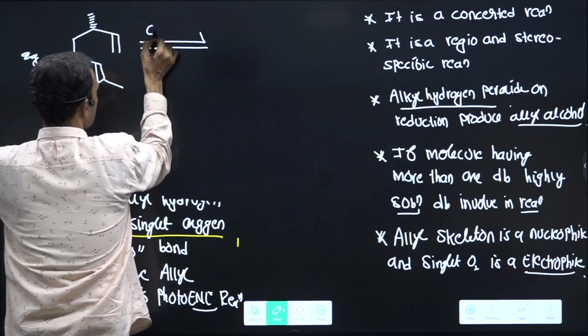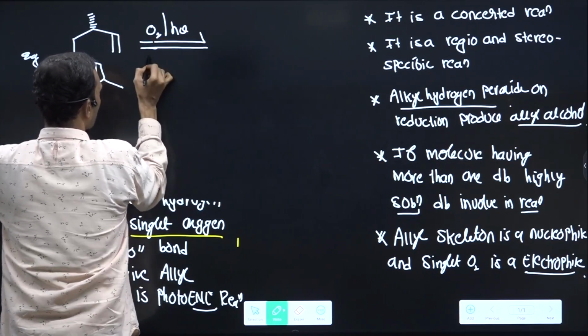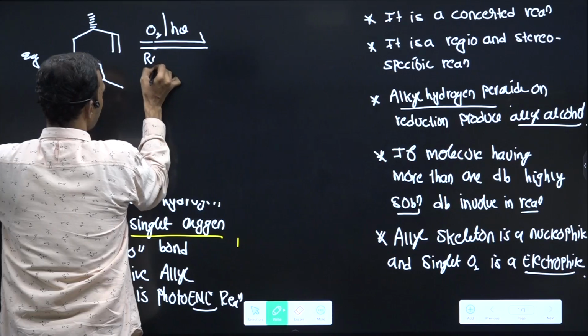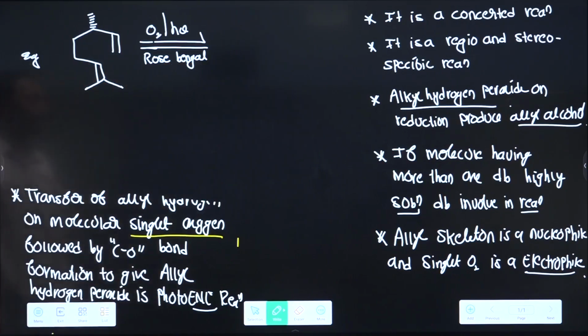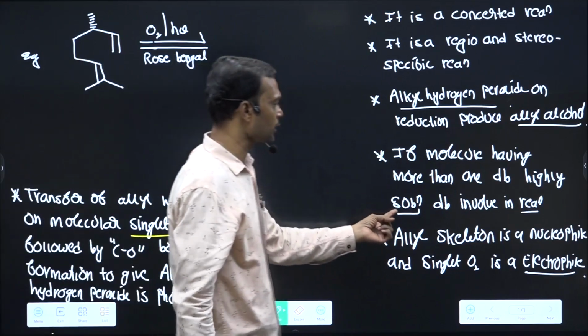So they will give it like this: molecular oxygen, photochemical, rose Bengal. So if you know those points clearly, you can pick the answer. How many double bonds are present? Two. Suppose a molecule has more than one double bond, which is selective?